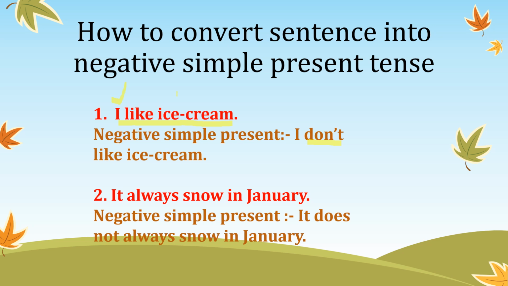It always snows in January. Now it is the third person and it is in the singular form, so we will add does plus not and plus rest of the sentence, and we will get the negative sentence. It does not always snow in January.